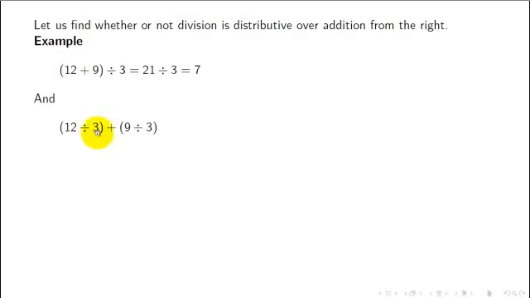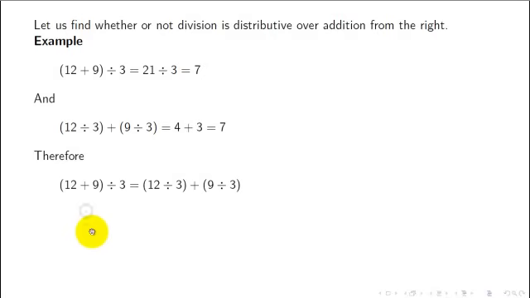And 12 ÷ 3 + 9 ÷ 3. Why am I doing this? Because you can see that (12 + 9) ÷ 3 gives 12 ÷ 3 + 9 ÷ 3. This is equal to 4 + 3, which is equal to 7. These numbers are once again equal. So these two expressions are equal. That is, (12 + 9) ÷ 3 equals 12 ÷ 3 + 9 ÷ 3.